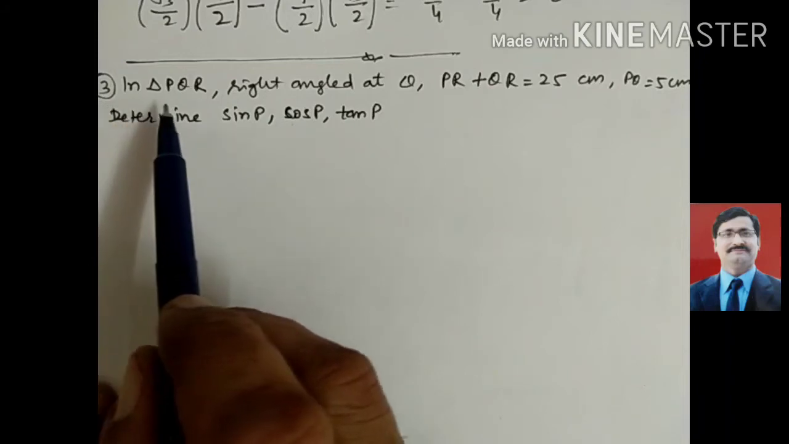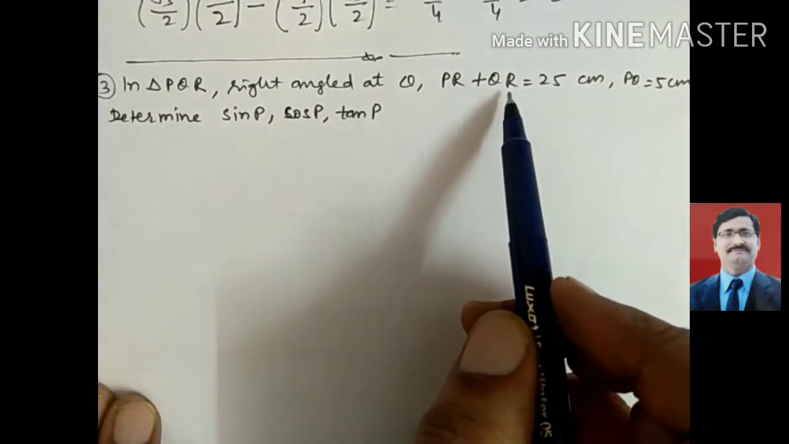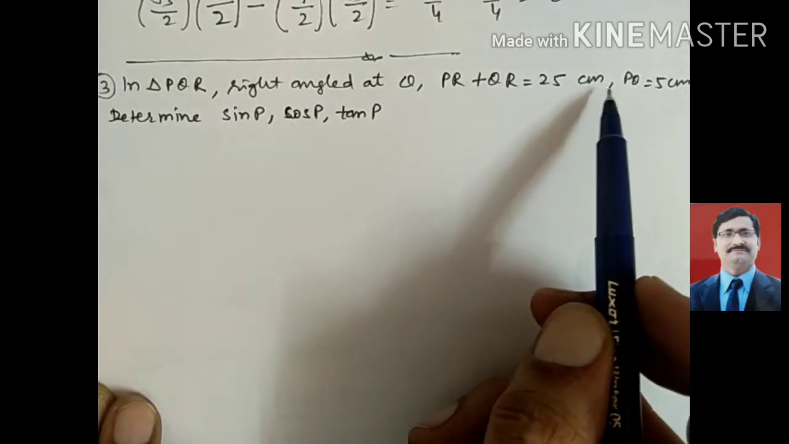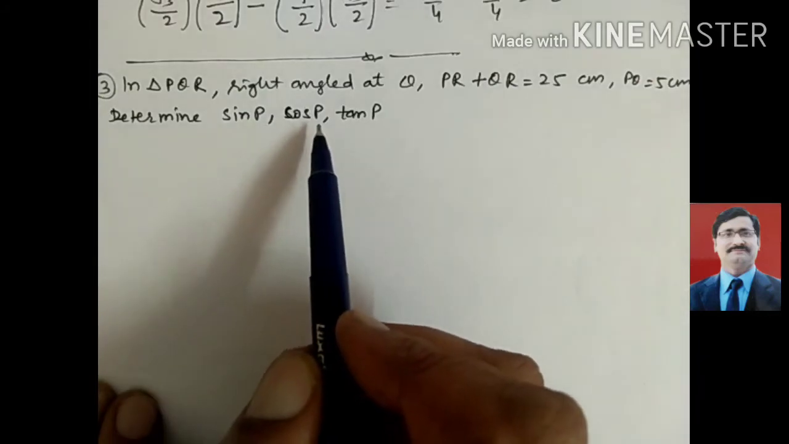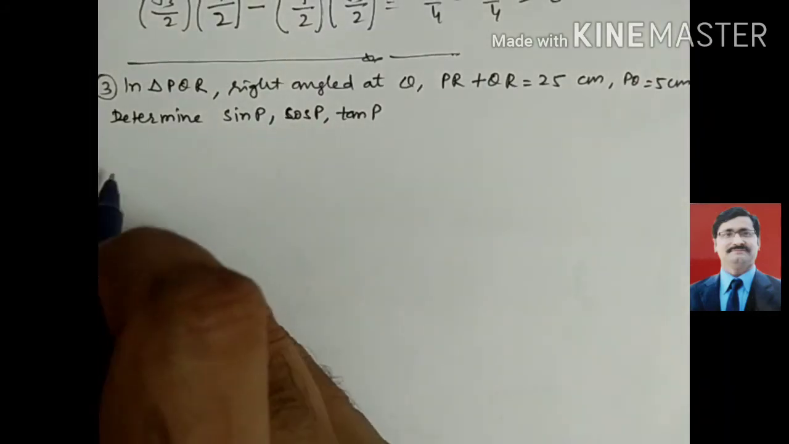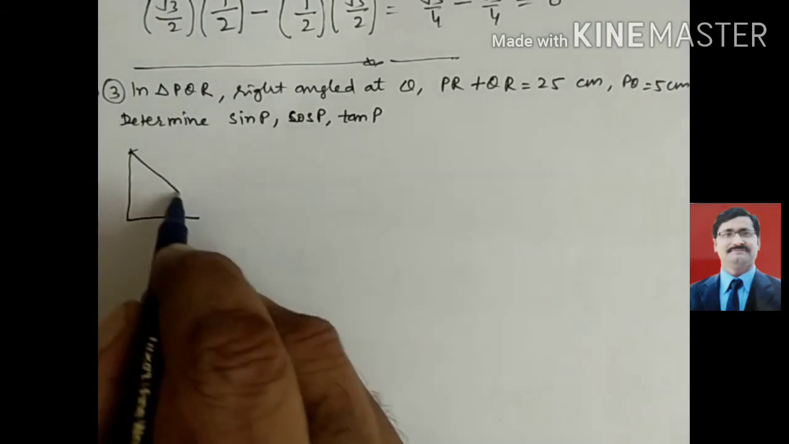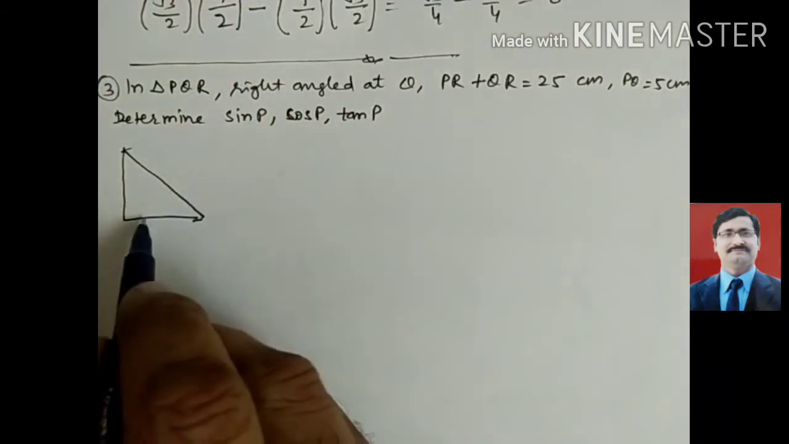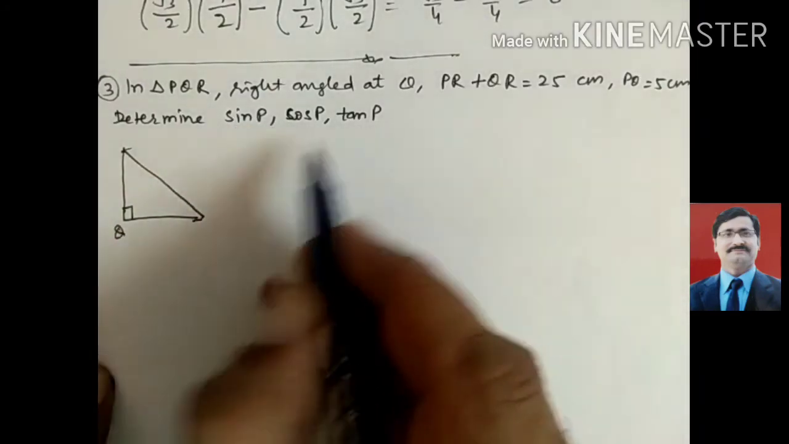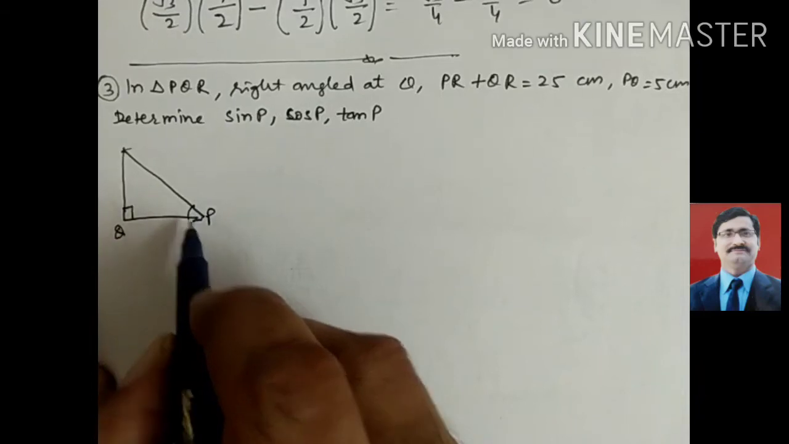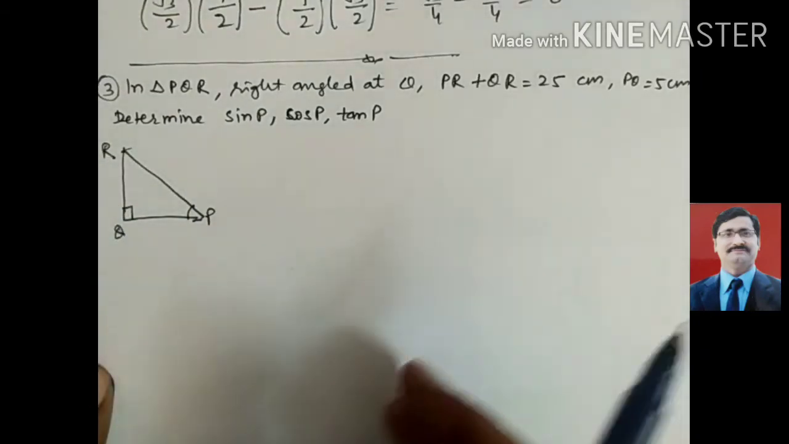Here the question is: in triangle PQR, right angle at Q, PR plus QR equal to 25 centimeter and PQ equal to 5 centimeter. You have to determine sin P, cos P and tan P. Look here, for that we first draw a triangle. This is right angle at Q. We have to find sin P, so you will take this angle P here, Q, and this is R.